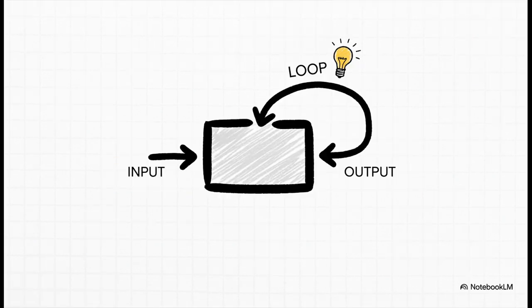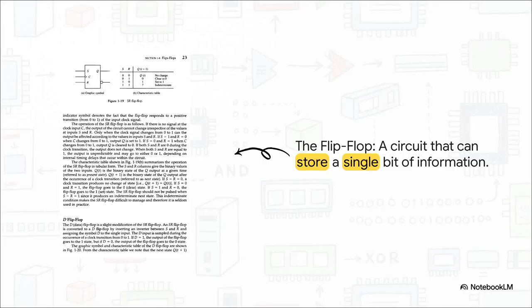The answer is actually, well, it's beautiful. You just take the output of a circuit and you feed it right back into the input. You make a loop that can hold a signal all by itself. And this is what that loop looks like in real life. It has a kind of funny name, a flip-flop.